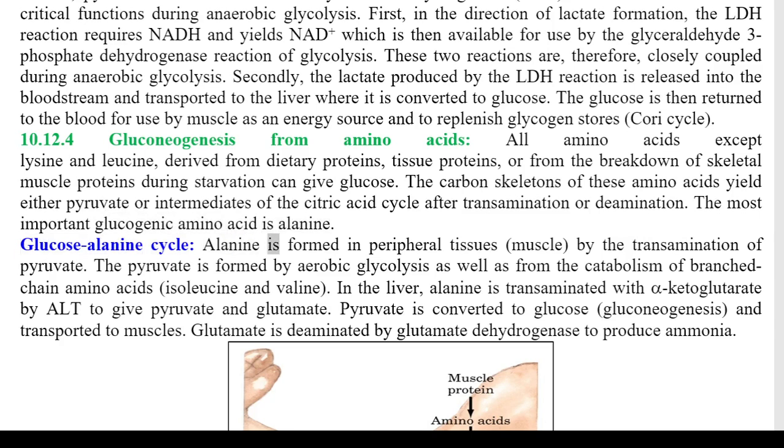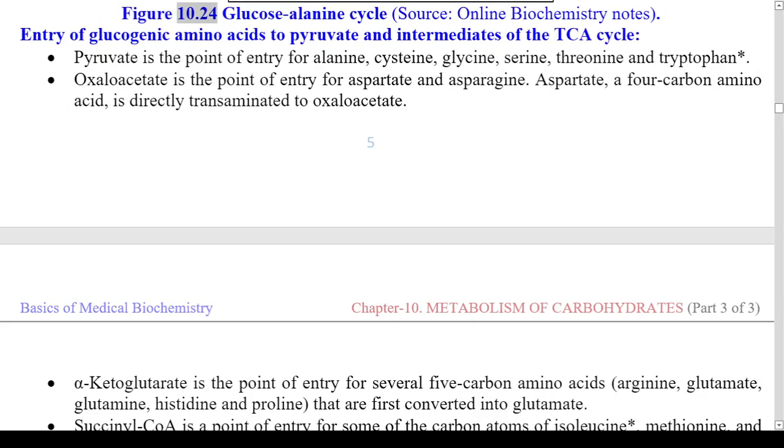Glucose-alanine cycle. Alanine is formed in peripheral tissues, muscle, by the transamination of pyruvate. The pyruvate is formed by aerobic glycolysis as well as from the catabolism of branched-chain amino acids, isoleucine and valine. In the liver, alanine is transaminated with alpha-ketoglutarate by ALT to give pyruvate and glutamate. Pyruvate is converted to glucose, gluconeogenesis, and transported to muscles. Glutamate is deaminated by glutamate dehydrogenase to produce ammonia. Figure 10.24 Glucose-alanine cycle. Source: Online Biochemistry Notes.